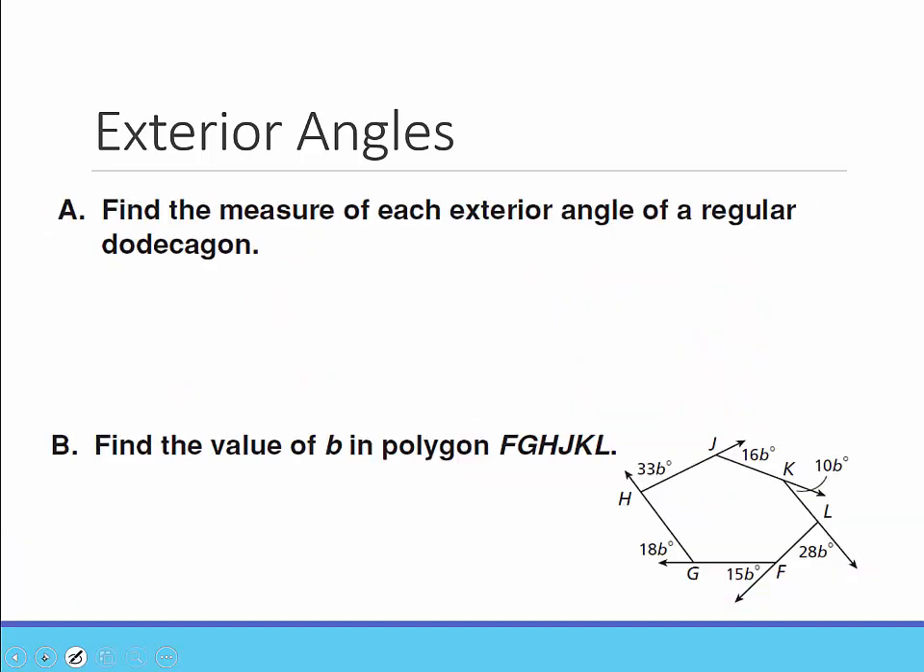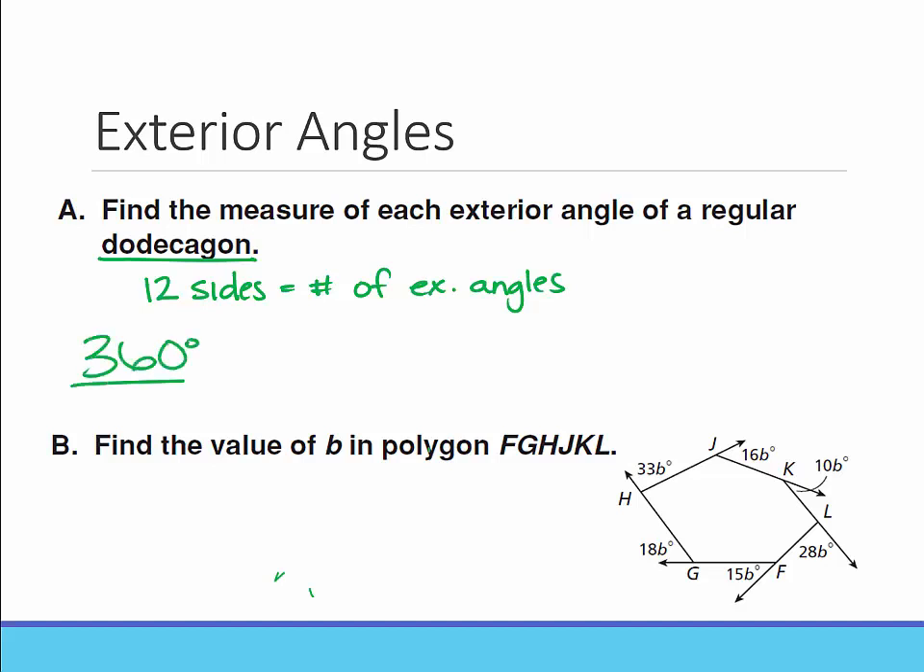It says find the measure of each exterior angle of a regular dodecagon. So remember, a dodecagon means it has 12 sides. So if it has 12 sides, that means it has 12 exterior angles. I could draw it out and draw the exterior angles on there, but the number of sides equals the number of exterior angles. So if I want to split a total of 360 degrees into 12 angles, all I have to do is divide, and I'll end up with 30 degrees. So each exterior angle has to be 30 degrees.